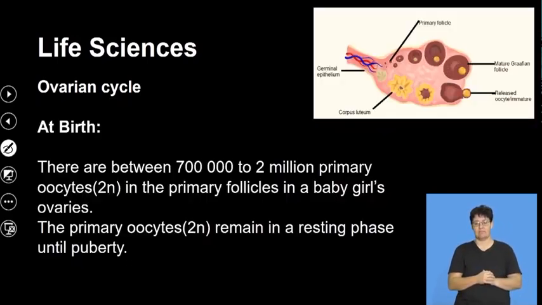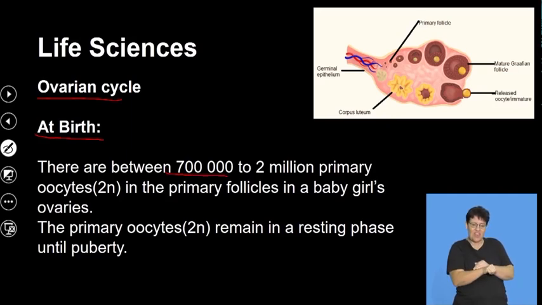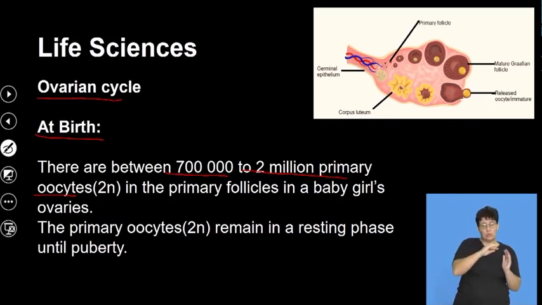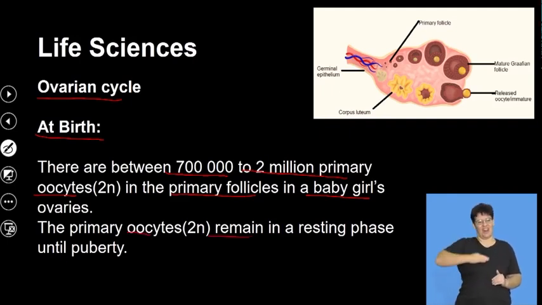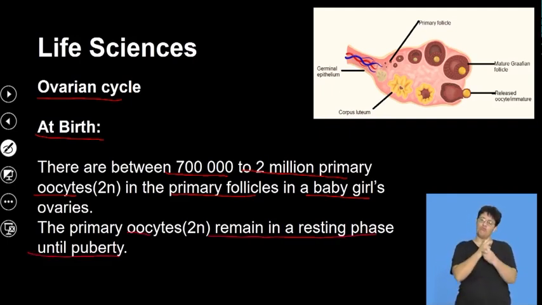What's important to recognize is that the events in the ovary start at the birth of a female baby. At birth, there are around 700,000 to 2 million primary oocytes, and these are cells that are in the ovary of the developing fetus. The primary follicles in a baby girl will then undergo further development as the baby matures into a young girl. The primary oocytes remain in a resting phase up until puberty.